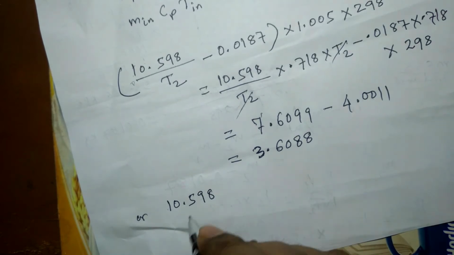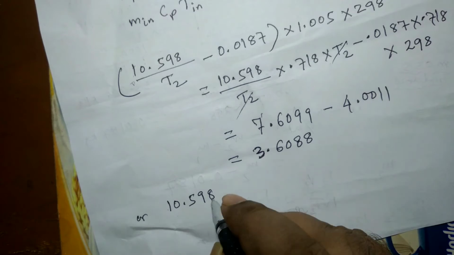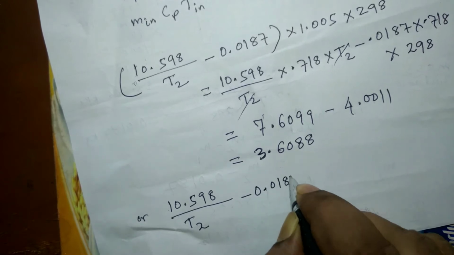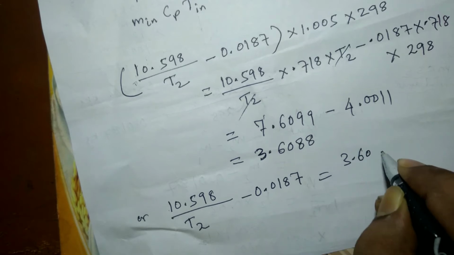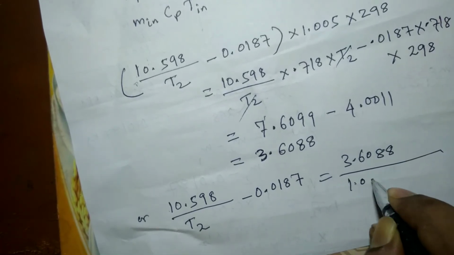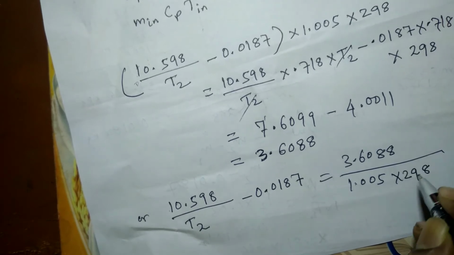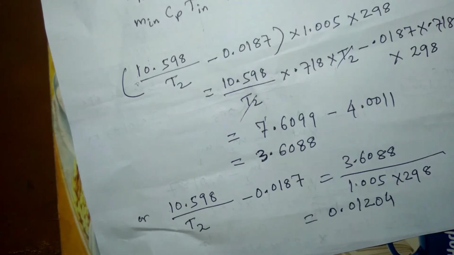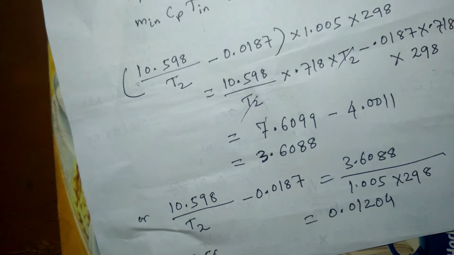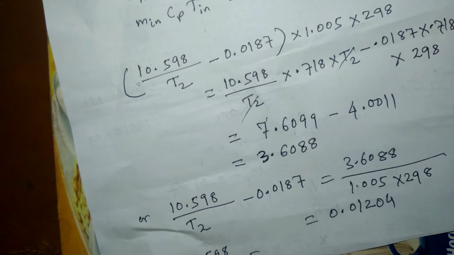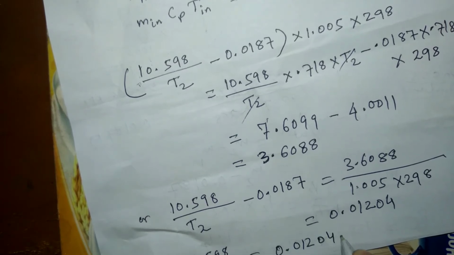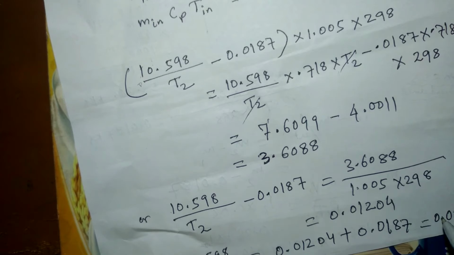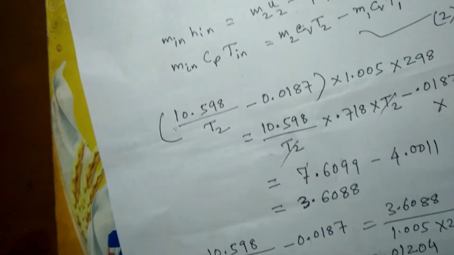10.598 divided by T2 minus 0.0187 is equal to 3.6088 divided by 1.005 multiplied by 298, which comes to 0.01204. From here we will find T2. 10.598 divided by T2 is equal to 0.01204 plus 0.0187, is equal to 0.03074. From here we will find T2.